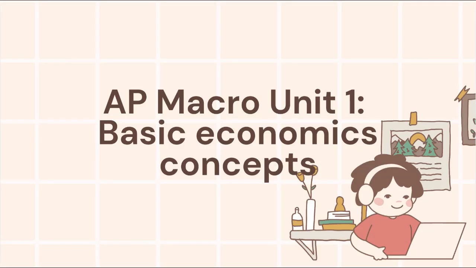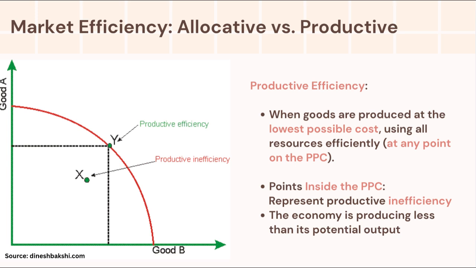Hi, everyone. Today I'm going to talk about how markets use resources efficiently and how countries decide what to produce and trade. First, I'll explain the difference between productive efficiency and allocative efficiency, which are both about using resources wisely, but in slightly different ways. Then I'll move on to absolute and comparative advantage and show how those ideas explain why countries specialize and trade with each other. Let's start with productive efficiency.